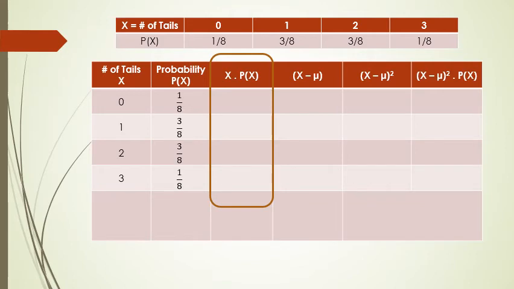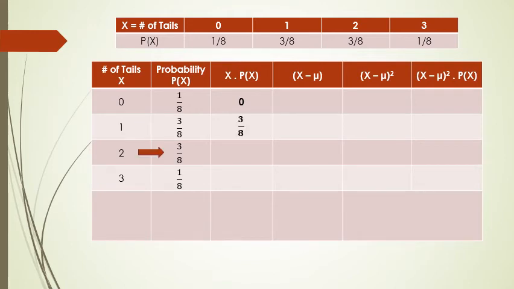So, that is X times P of X. So, 0 times 1 over 8. So, any number multiplied by 0, of course, the answer is 0. Then, 1 times 3 over 8. So, 1 is an identity element of multiplication. So, 1 times the number is equal to the number. So, the answer is 3 over 8. Then, next is 2 times 3 over 8.